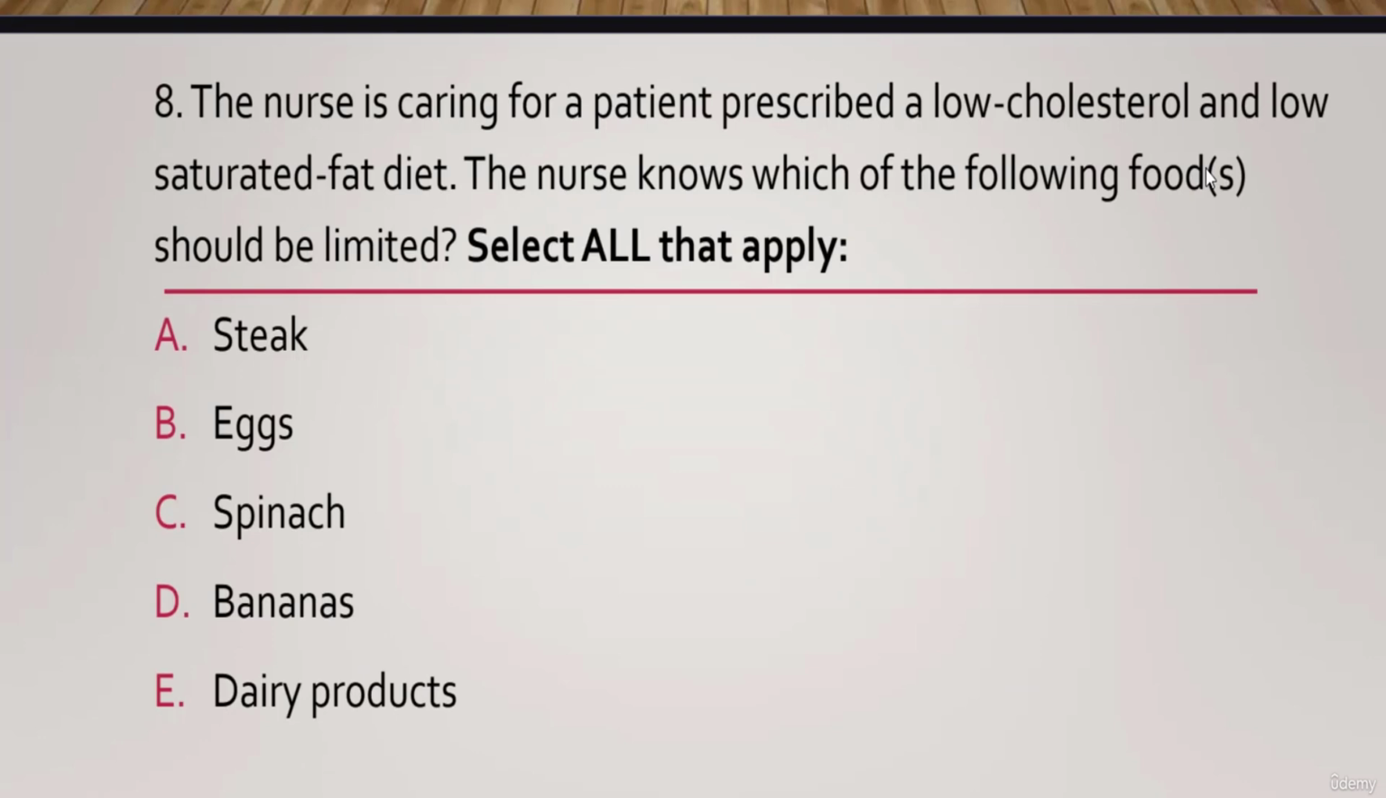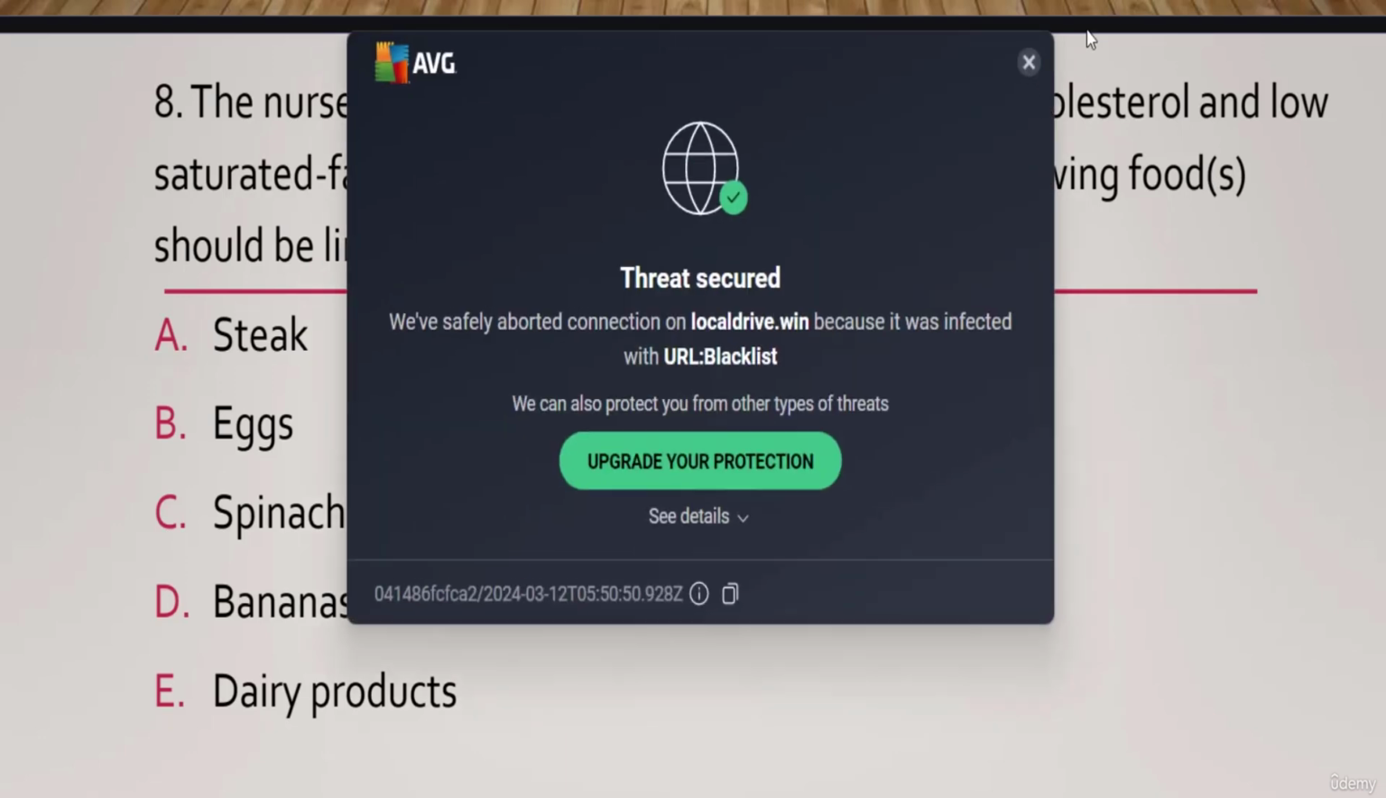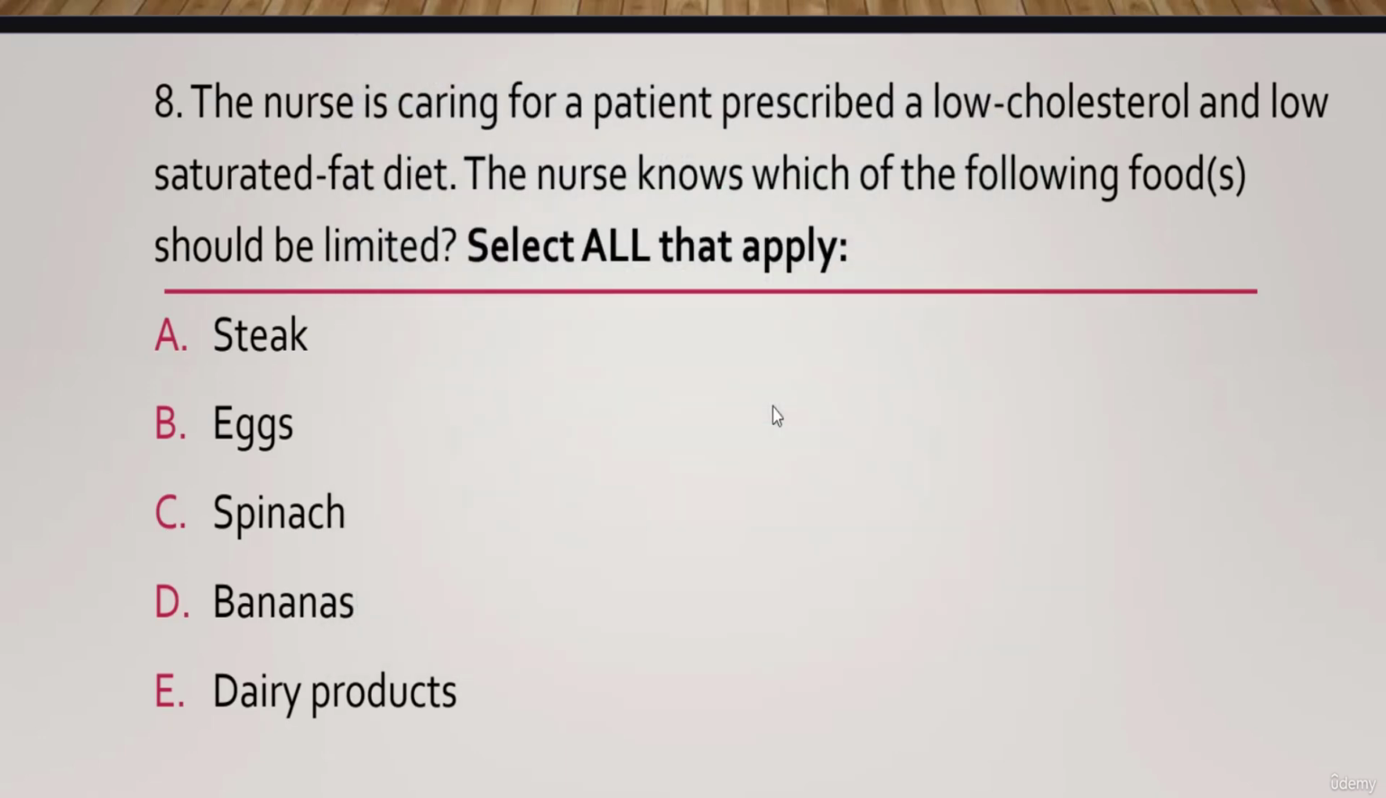The nurse is caring for a patient prescribed a low cholesterol and low saturated fat diet. The nurse knows which of the following foods should be limited. Now, again, we're talking about a patient who was prescribed a low cholesterol and low saturated fat diet, which means that that patient might be suffering from chronic illnesses, right? So, therefore, this patient should avoid steak and eggs, and also dairy products. But that patient can definitely eat spinach and bananas.